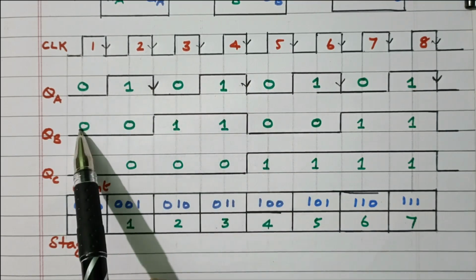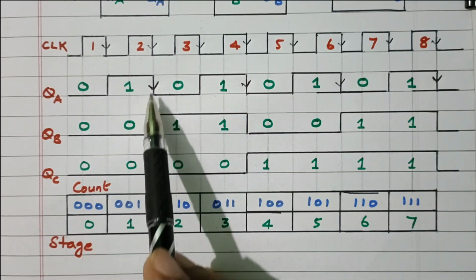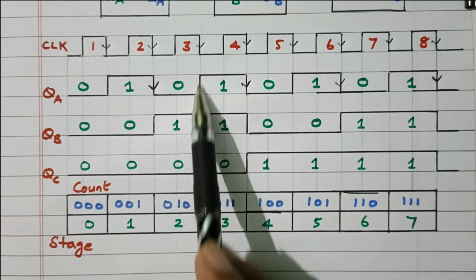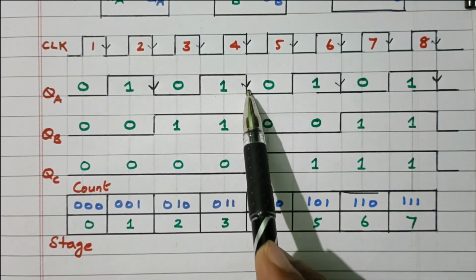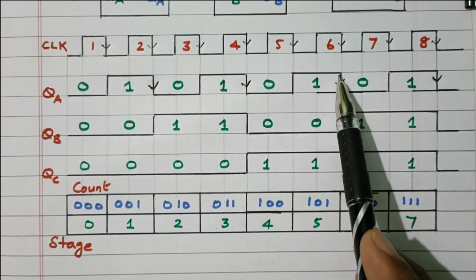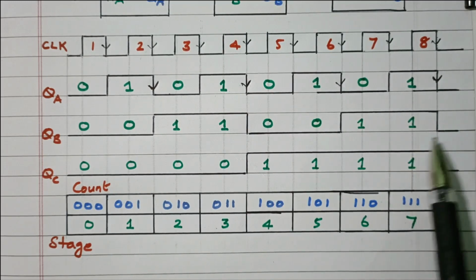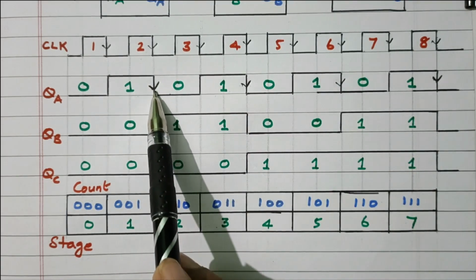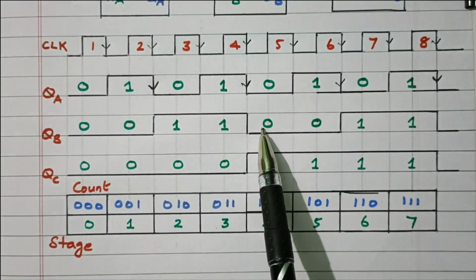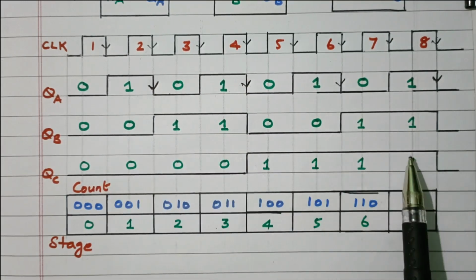So here initially 0, during positive edge triggered, there is no change. During negative edge triggered, the 0 changed to 1. During positive edge, no change. During negative edge, 1 is changed to 0. Then no change. Again next negative trigger, 0 changed to 1. Again it is 0. Right? So whenever negative edge, 0 changed to 1. Whenever negative edge, 1 changed to 0. Here 0 changed to 1. Like that it goes. Right.